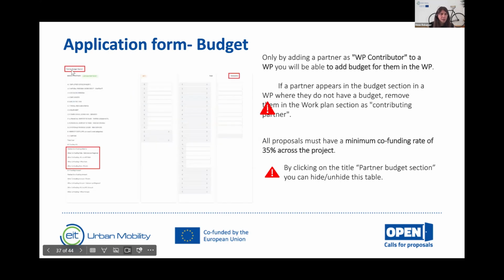And also it happens in the case of the tables. This is the table that you have partner per partner. And also if you click here, the partner budget section, you can hide and unhide this section.